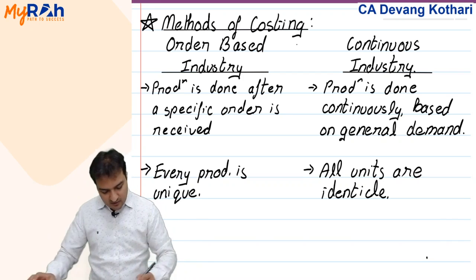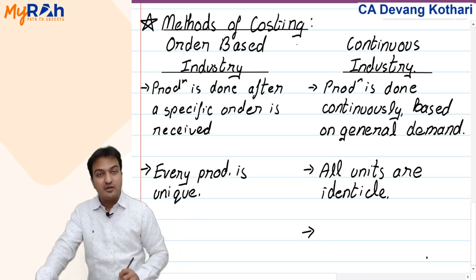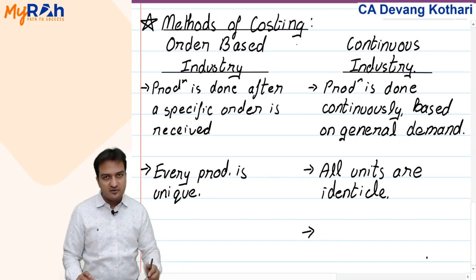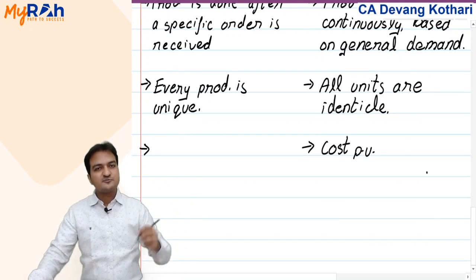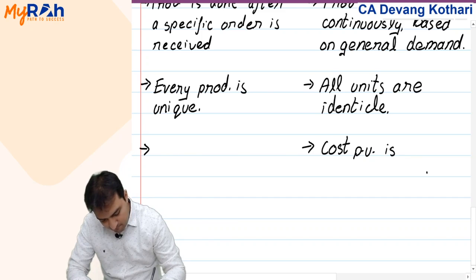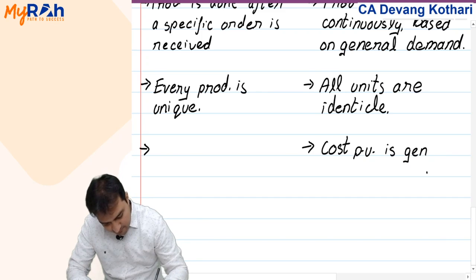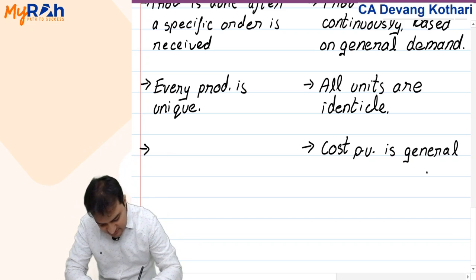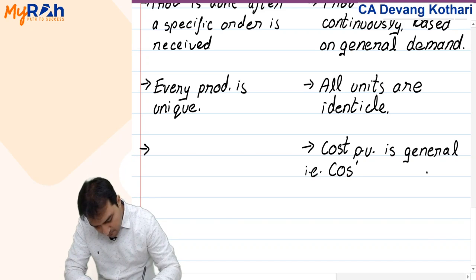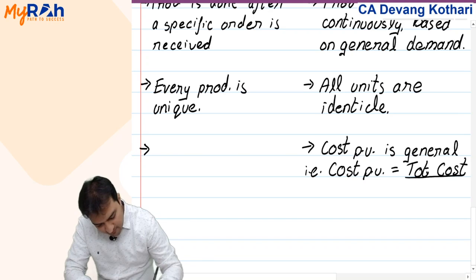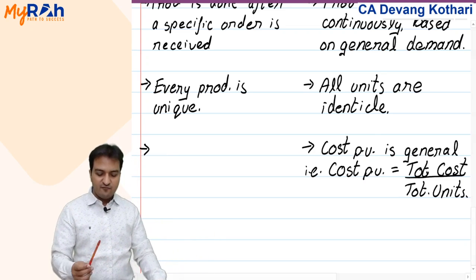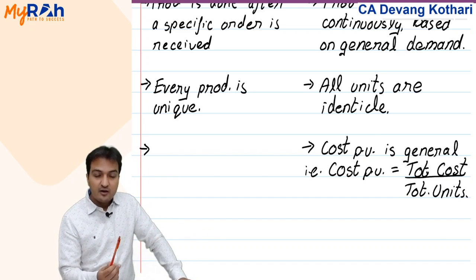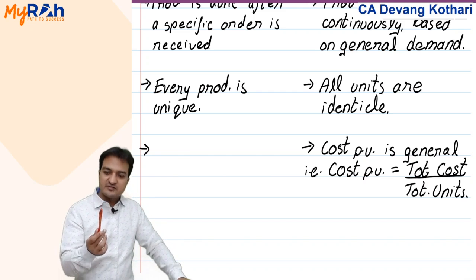And that is why in case of continuous industry and in case of order-based industry, the cost calculation will also be done in a different way. In case of continuous industry, cost per unit calculation is general, that is, total cost divided by total units. During the year, if I manufactured, say, a total of 1000 pencils, then I will just total all the costs incurred throughout the entire year, divide by 1000 pencils, and that will give me cost per unit.